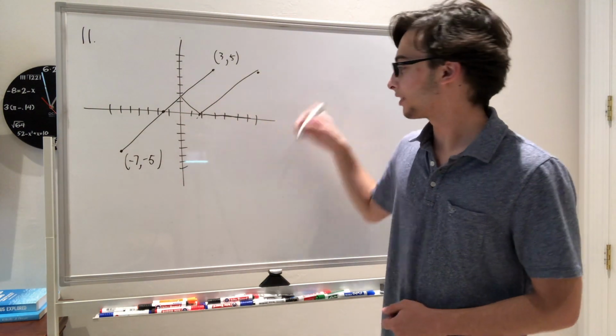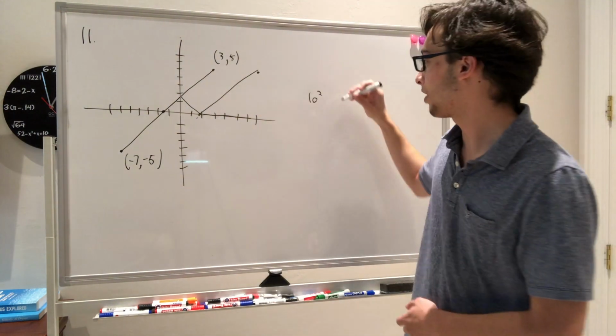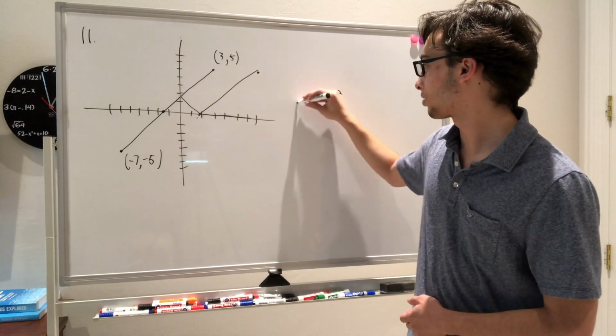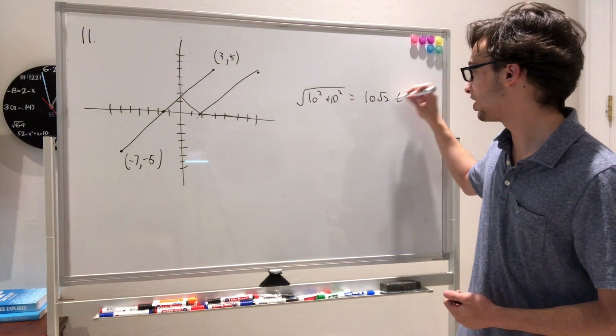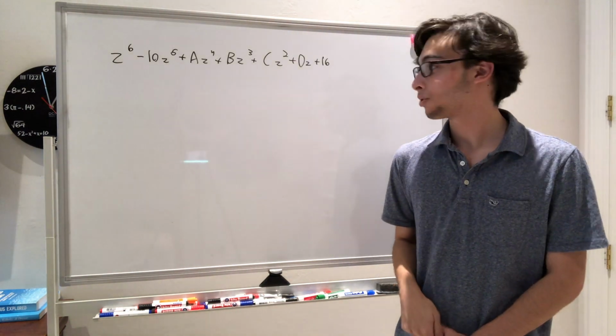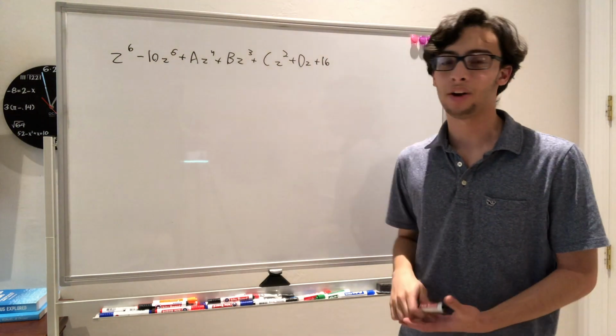So we have 3 minus -7 is 10, so 10 squared, and then 5 minus -5 is another 10 squared. So the square root of 10 squared plus 10 squared is going to equal 10 root 2, which is answer choice C, and we're done with the problem.